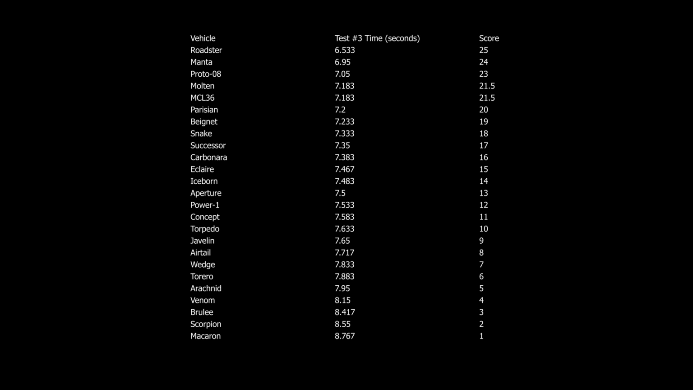The Roadster wins this test by almost half a second. This time, the vehicles with better handling performed better. Test 4 is a drive from the Rising City Criminal Base to the Tomb. This is the first time the cars go off-road.